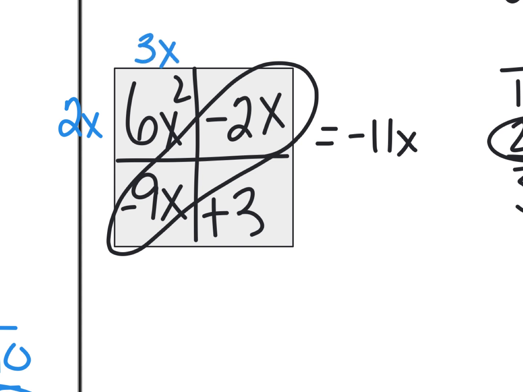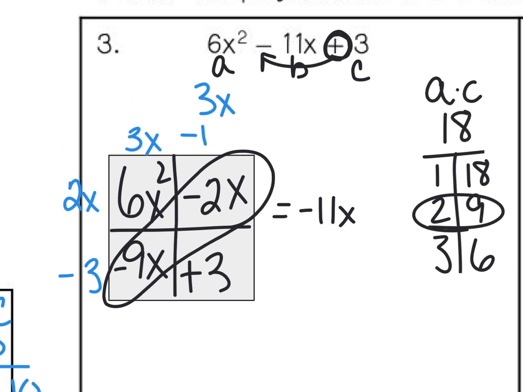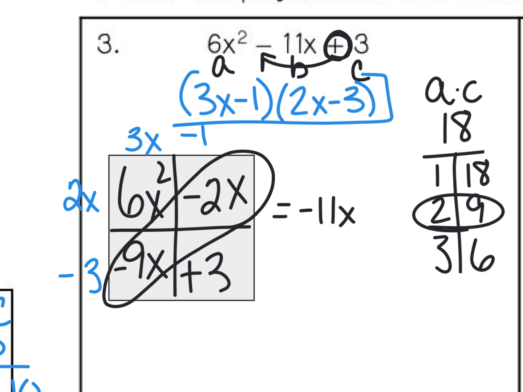3x times something is negative 9x. Or you could say negative 9x divided by 3x is what? Negative 3. Good job on the sign. And then 2x times something is negative 2x. Negative 1. So if we are going to write our factors, our answer, 3x minus 1 times 2x minus 3. If we were to do FOIL on that, we should end up with 6x squared minus 11x plus 3. Again, you can graph them both in Desmos to make sure they overlap to check your work.